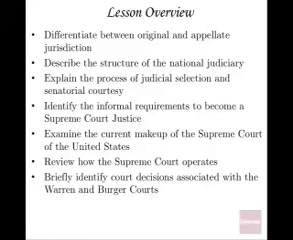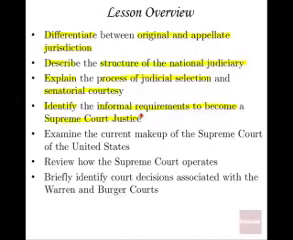In today's lesson overview, we are going to differentiate between original and appellate jurisdiction. It's good to know. We're going to describe the structure of the National Judiciary. We're going to explain the process of judicial selection and also senatorial courtesy, when that applies and when it wouldn't apply. And then we're going to identify the informal requirements to become a Supreme Court justice.